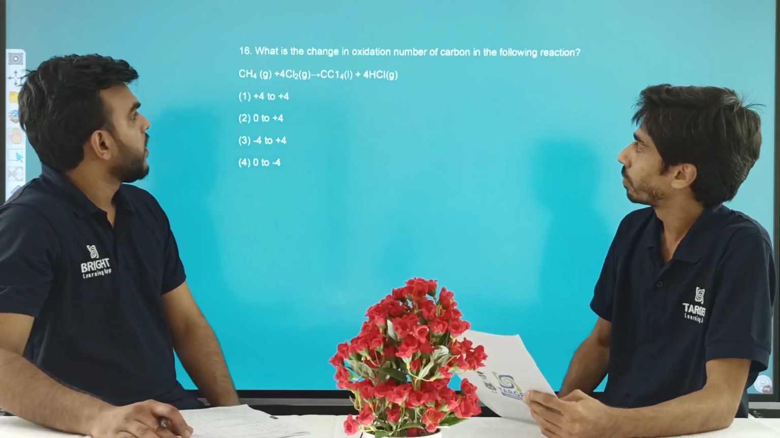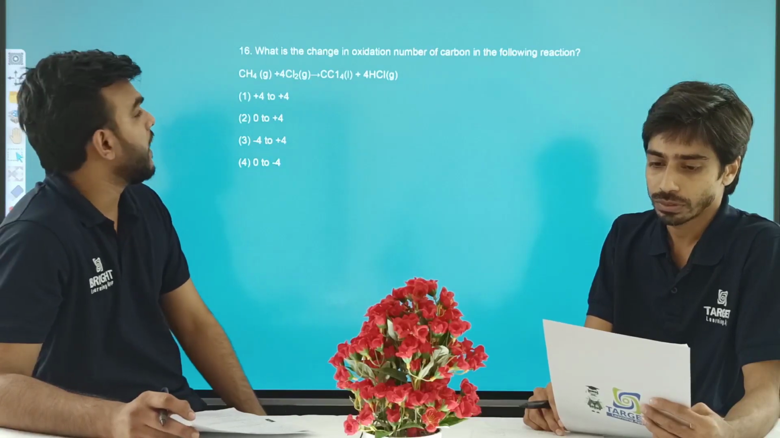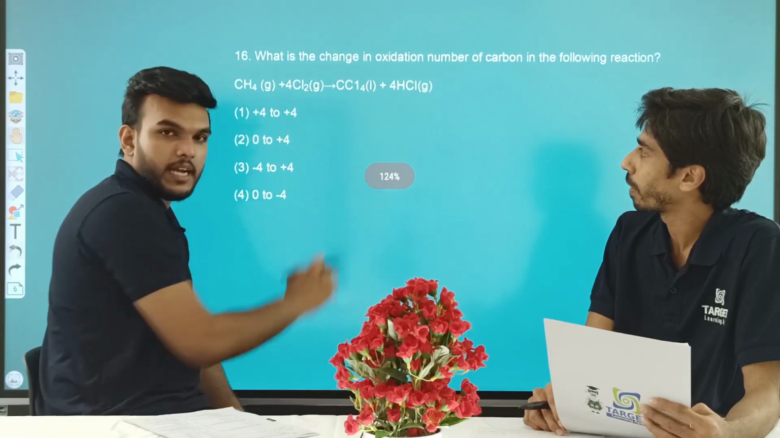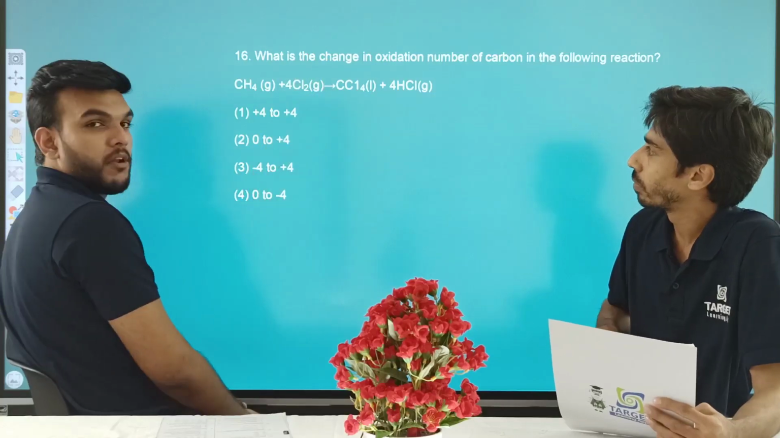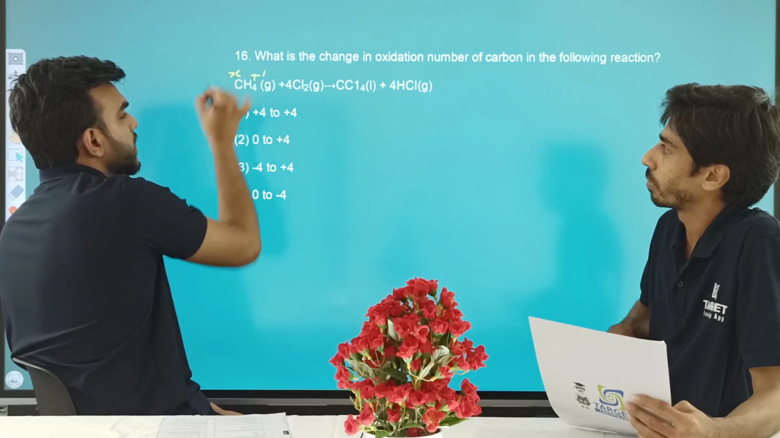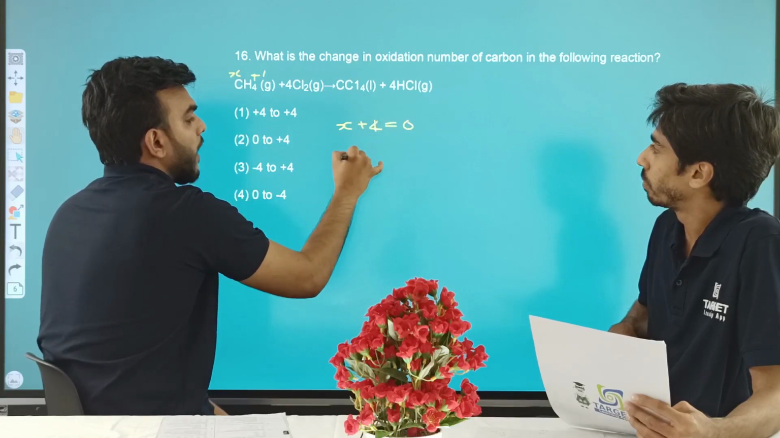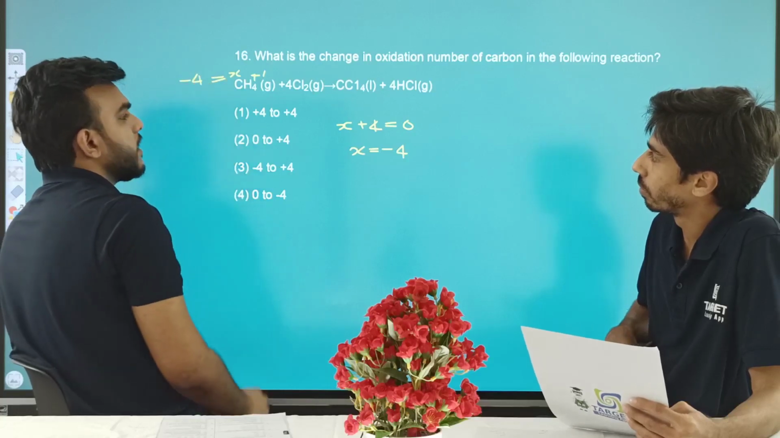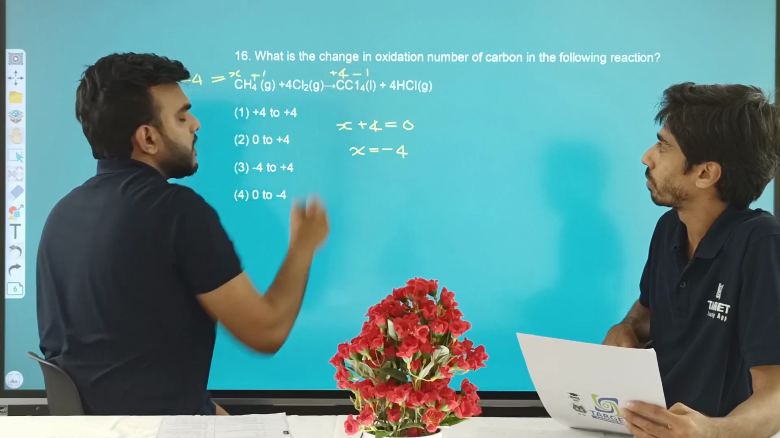Moving further, what is the change in the oxidation number of carbon in the following reaction? This is a very simple question, and it is directly based on our chapter, redox reactions. You have to find the oxidation number of carbon only. Here hydrogen has +1, so I'm putting X for carbon. We can write X plus 4 equals 0. Therefore X is -4. So this carbon has -4 as its oxidation state. And for this carbon, this is -1, and this will be +4 as its oxidation state.